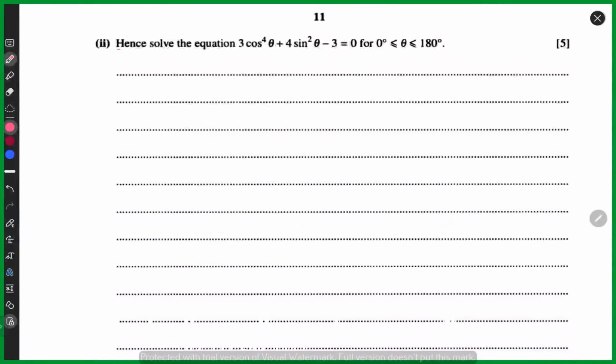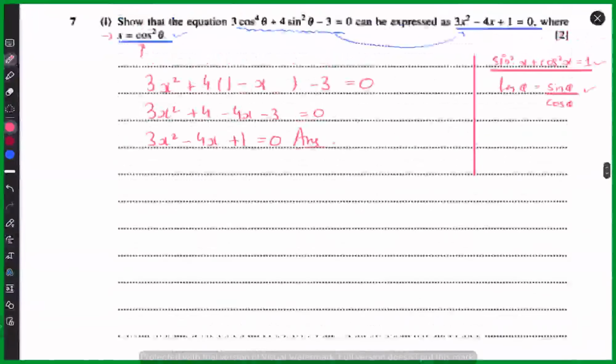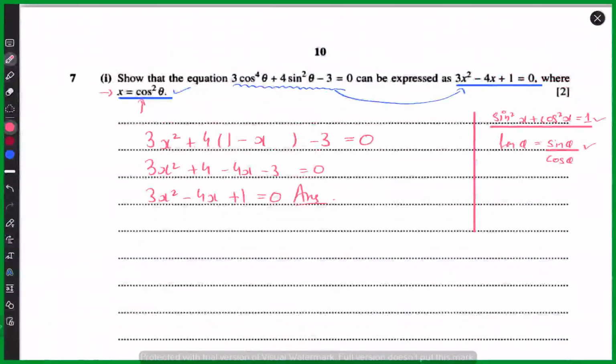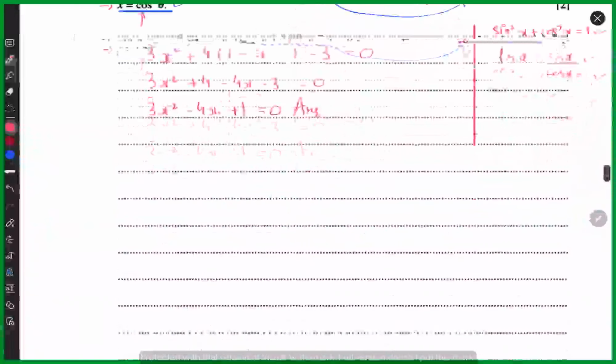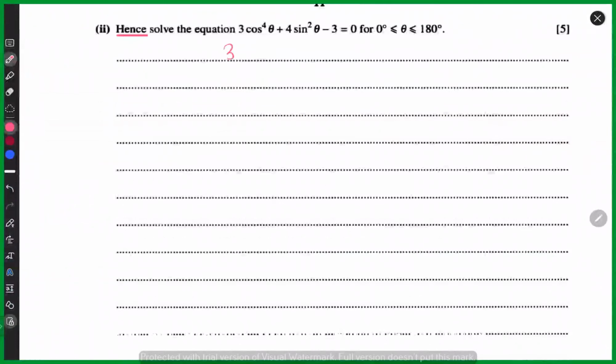Solve the equation. So whenever the examiner would say hence, forget about this part. Just quickly go back to the previous part and see why exactly he is saying hence. Okay. So hence is being used because this thing can be written as this thing, right? So I can solve that. I can solve 3x squared minus 4x plus 1 equals 0.